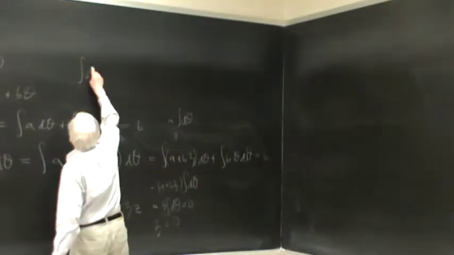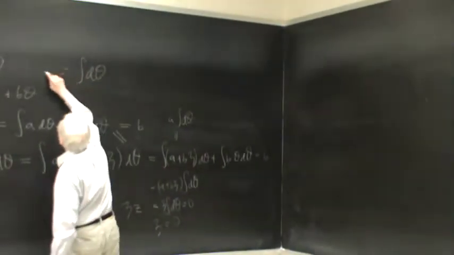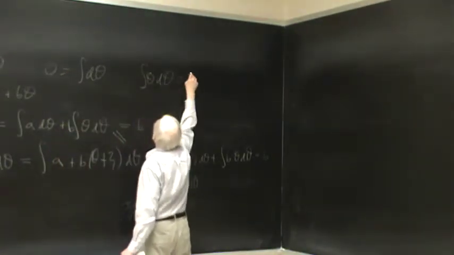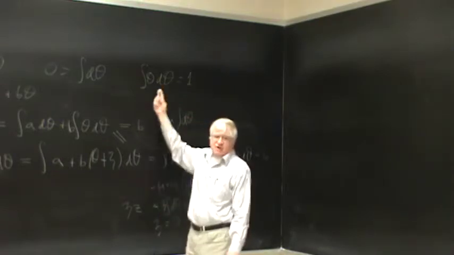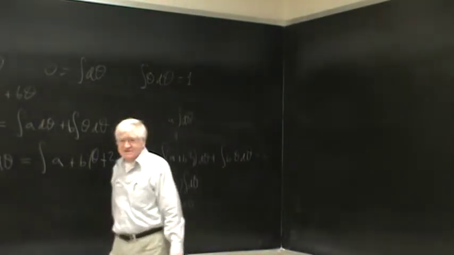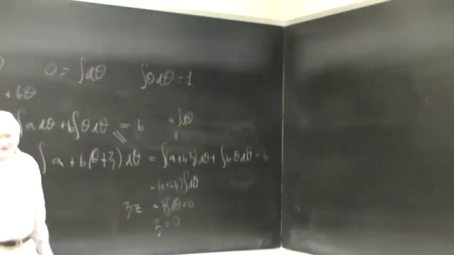that's our rule. Integral d theta is 0. Integral theta d theta equal to 1. Okay, and of course we could have chosen this to be 13.5 or something, but that would have made all subsequent calculations unnecessarily clumsy.